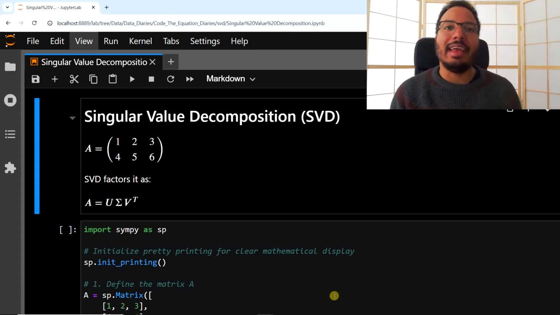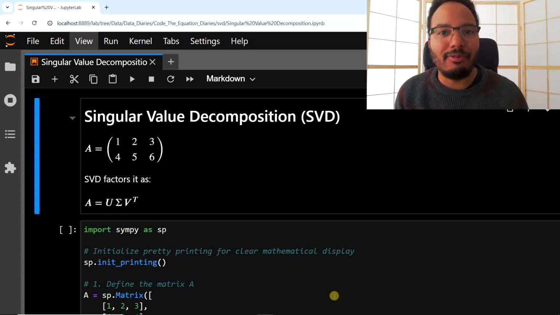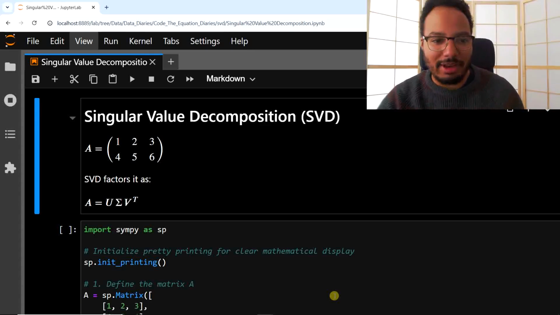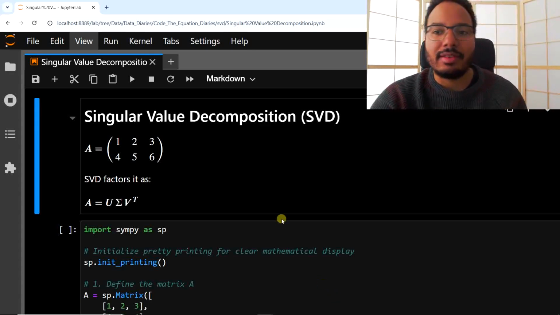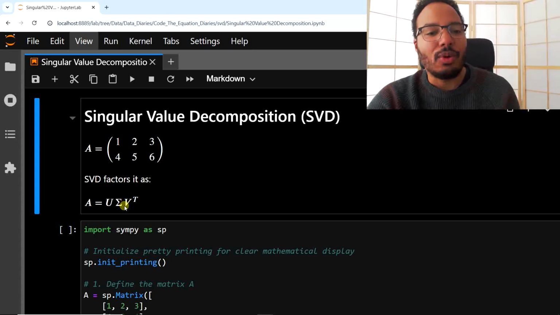Today we're going to look at the SVD, or singular value decomposition of a matrix. Let's have a look at the sample matrix A over here: 1, 2, 3, 4, 5, 6, really basic. SVD would factor it as U sigma V transpose. Okay, so what does it mean?